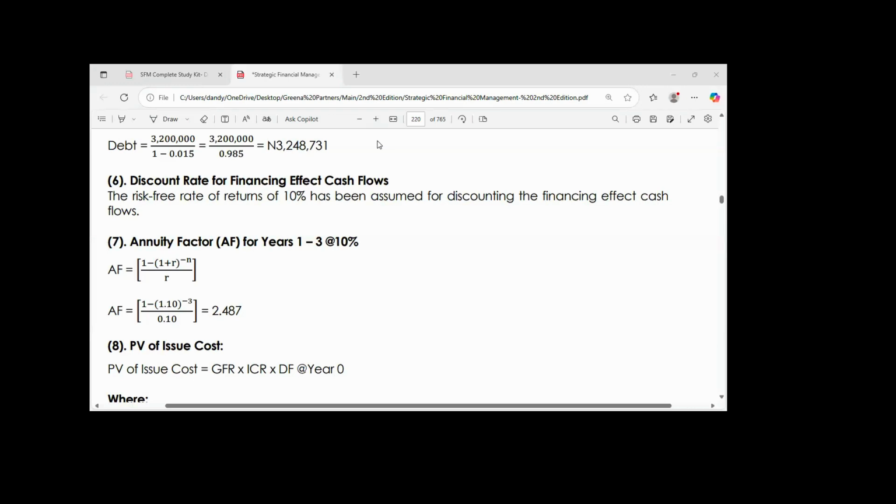Two, in our next class, by the grace of God, we are going to be having portfolio theory. So go and study portfolio theory ahead of time.